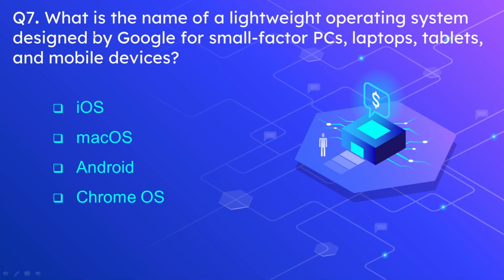Question number 7 is that what is the name of a lightweight operating system designed by Google for small form factor PCs, laptops, tablets and mobile devices? The options are iOS, macOS, Android and Chrome OS. And the correct option is Chrome OS. So Chrome OS is this lightweight operating system that is used in small form factor PCs, laptops, tablets and mobile devices.